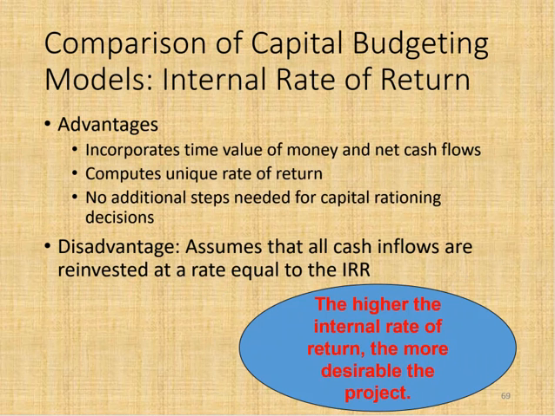Then we have the internal rate of return, which incorporates the time value of money and net cash flows, and it computes a unique rate of return. Now, we don't have to do any additional steps for capital rationing decisions. The disadvantage is that the IRR assumes that all cash flows are reinvested at a rate equal to the internal rate of return, which isn't always a feasible assumption. And again, the higher the internal rate of return, the more desirable the project.